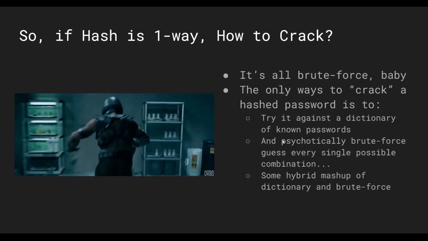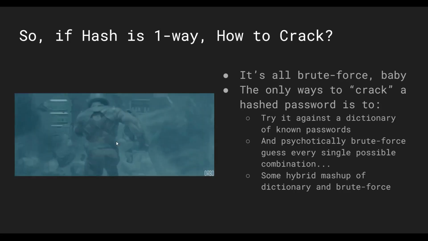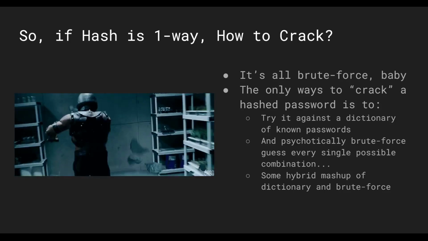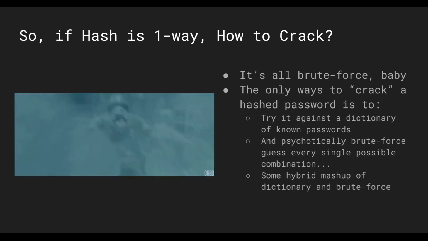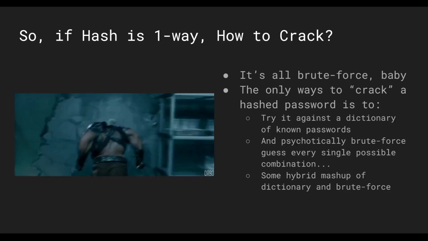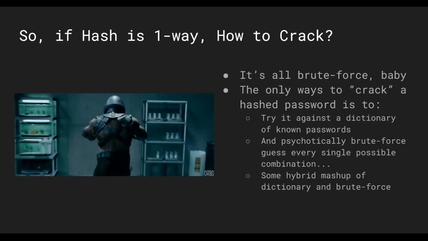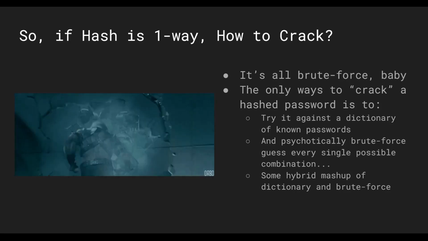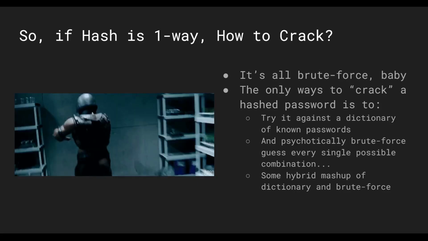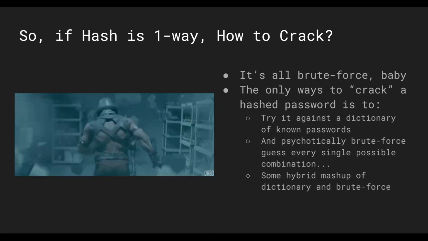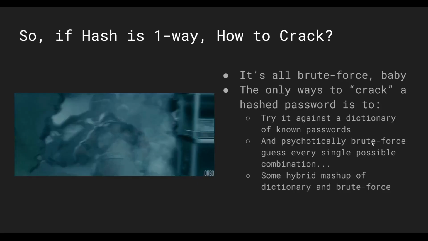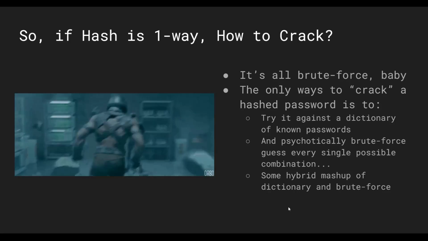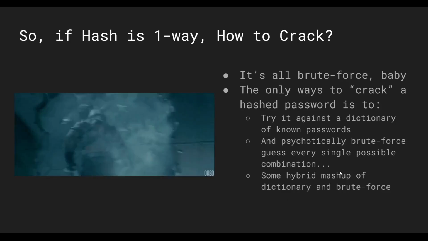So that's one way, through dictionaries, and then psychotically brute forcing by just guessing like 00001, 00002, and that kind of thing, every single possible combination of letters and numbers and special characters, and hopefully getting the right password hash out of it. Well, they've done the math on that kind of thing, and depending on the complexity of the password, it could take you more time than there is in the universe to crack a significantly complex password. So this is not the best way to do it. Neither is this technically. So most people do a hybrid, which is a mashup of dictionary and brute forcing.